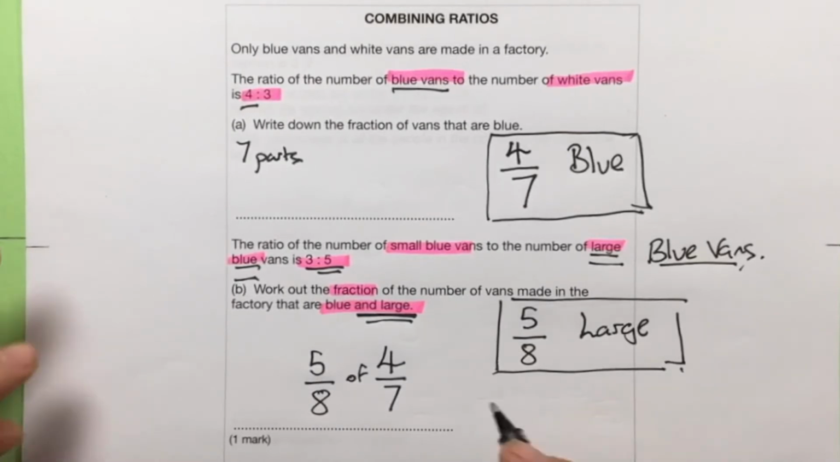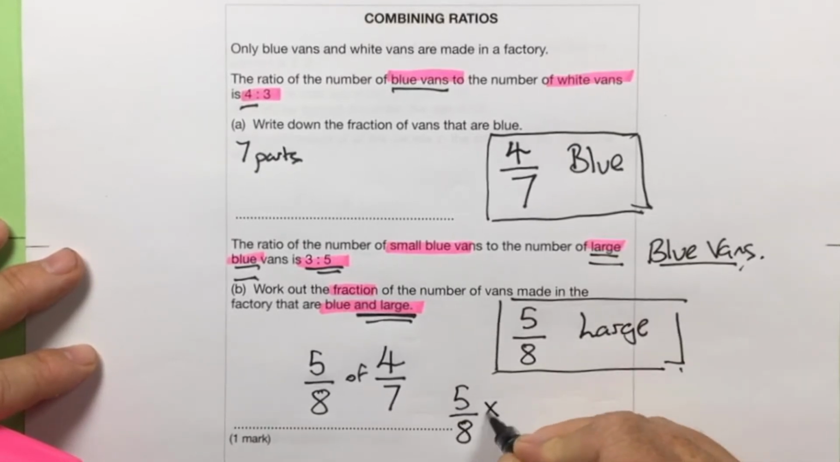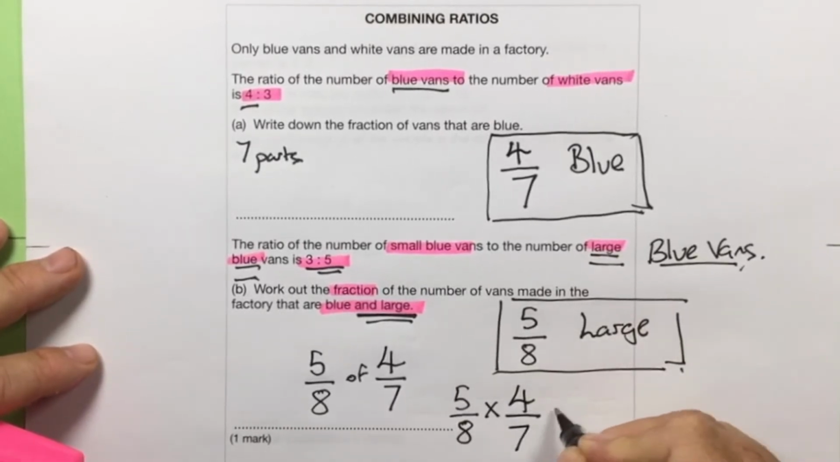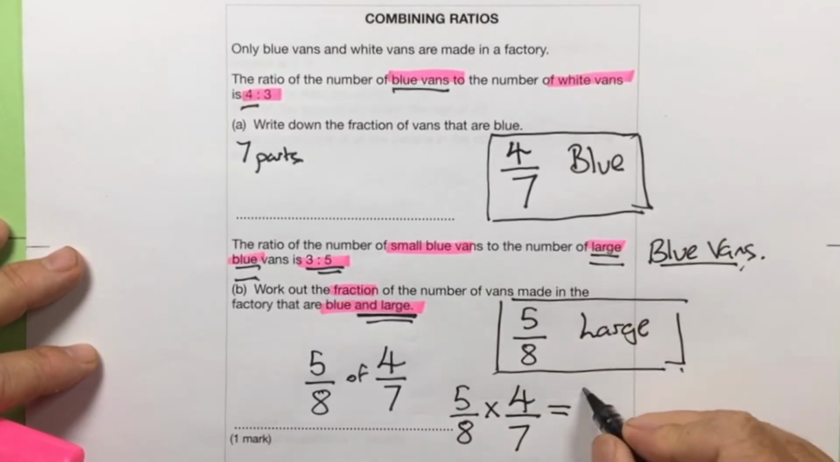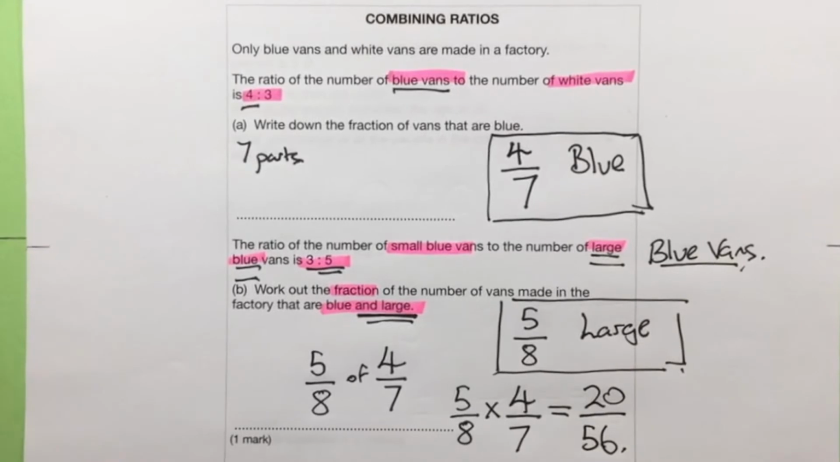We now multiply those fractions. We remember that of is multiply, and we get 20/56. I can simplify that if I want to. The examiner hasn't asked me to.